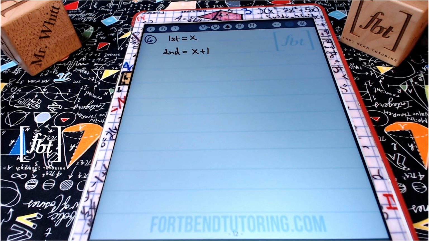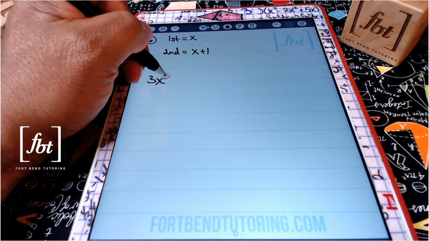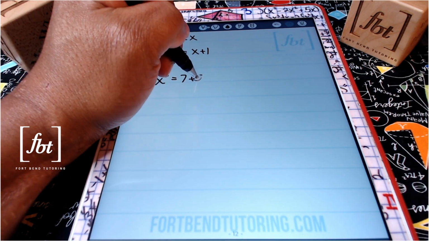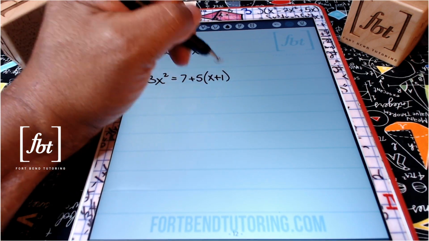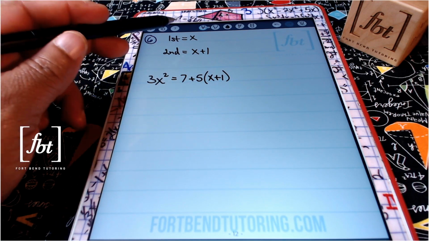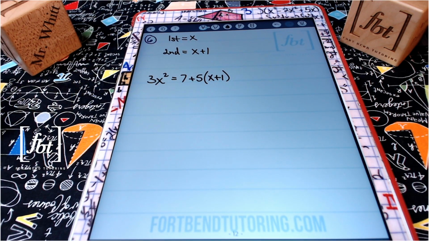Applying these values to our word problem, when they say find two consecutive integers such that 3 times the square of the first is equal to 7 more than 5 times the second, you'll end up with this equation here: 3x squared equals 7 plus 5 times the quantity of x plus 1. Keeping in mind that x represents the first consecutive integer and x plus 1 represents the second consecutive integer.